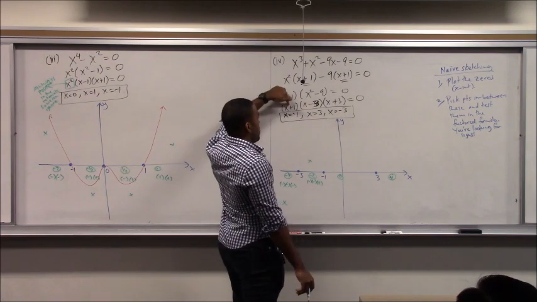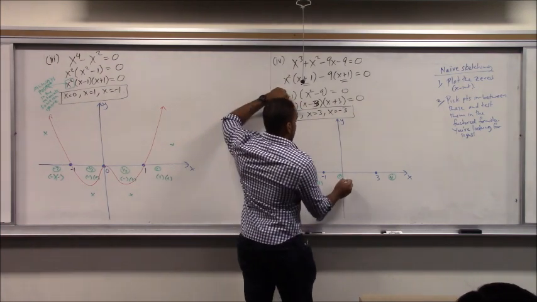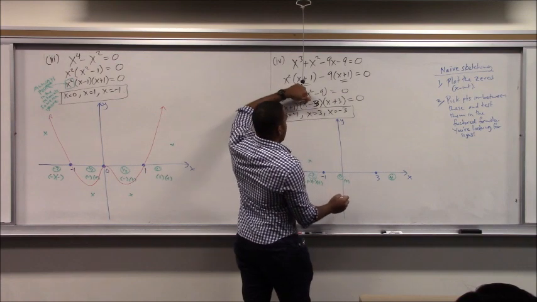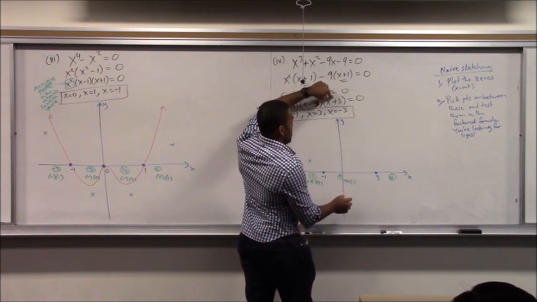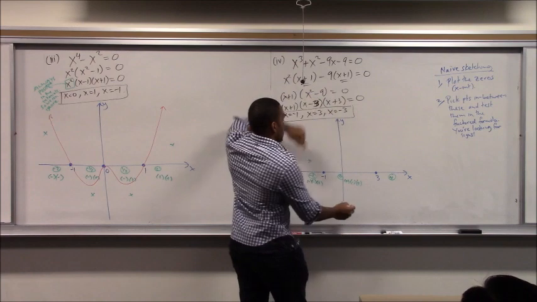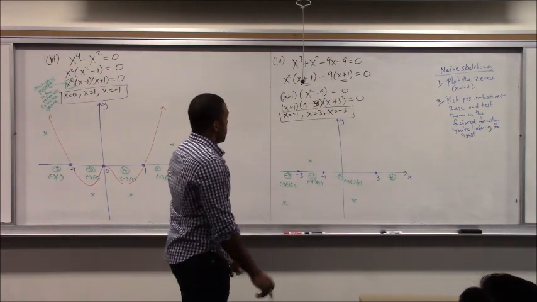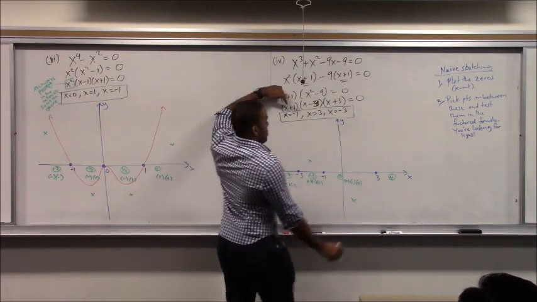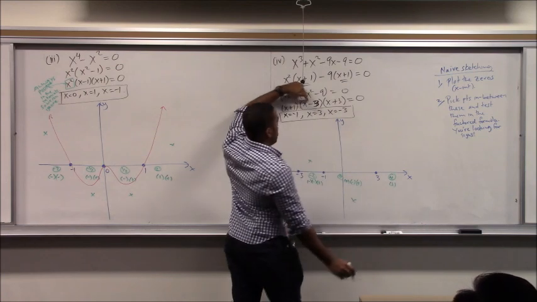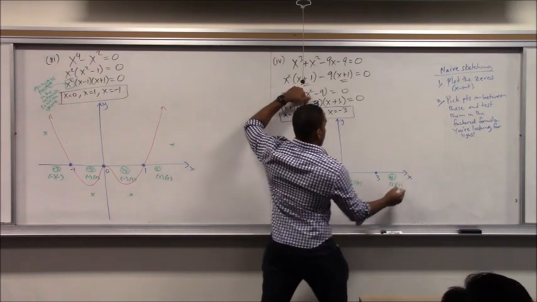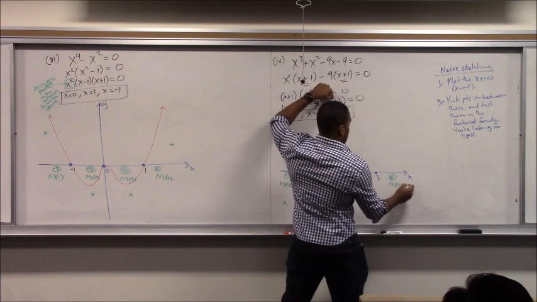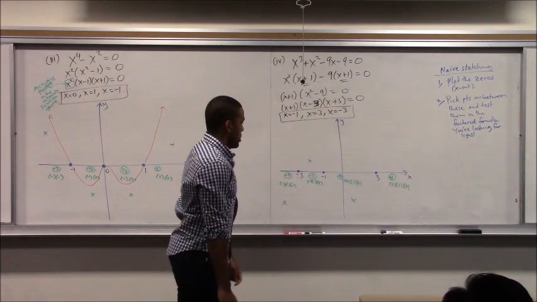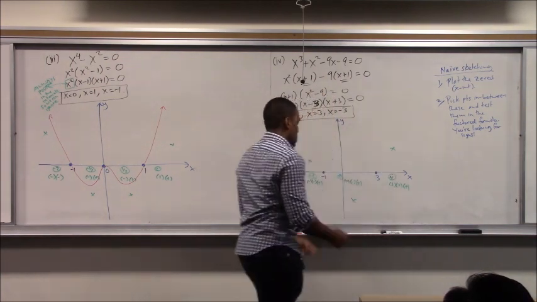Plugging in a 0 gives me a positive number, a negative number, and a positive number. That's negative. The graph should be down here. Plugging in a 4 gives me a positive number in each factor. Positive times positive is positive, so the graph should be up here.